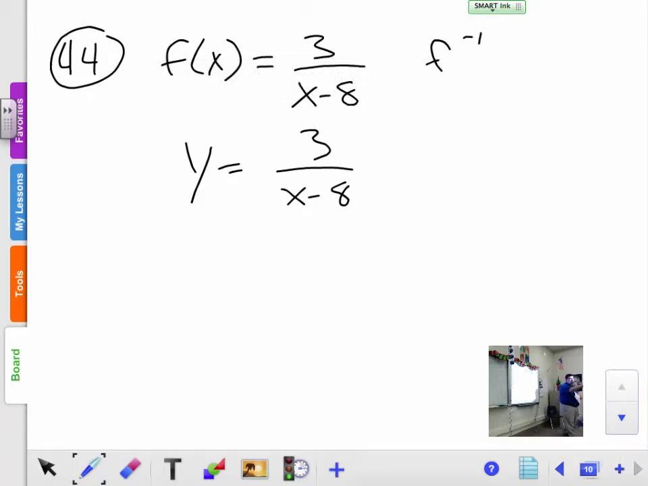Okay, so for problem number 44, we have the equation f of x equals 3 over x minus 8. We're asked to find the f inverse. So remember that f of x is a fancy way to say y.